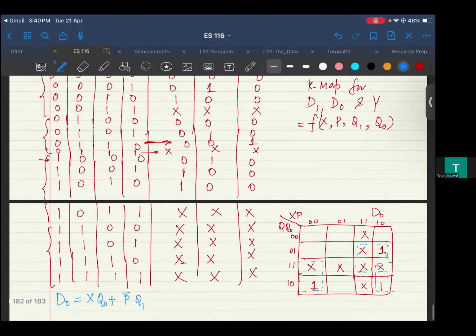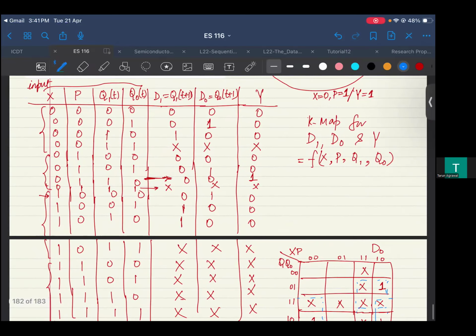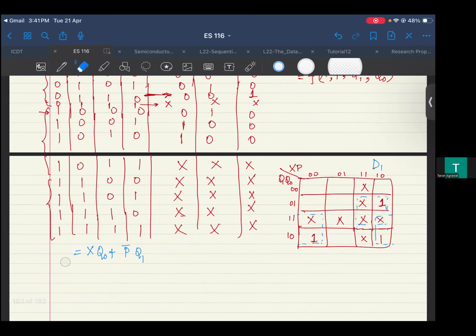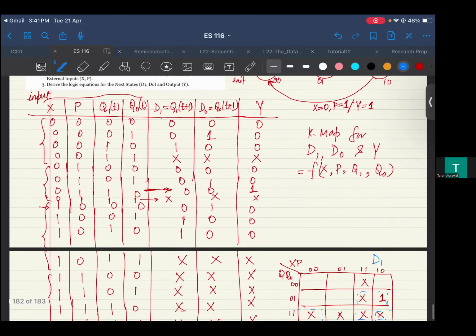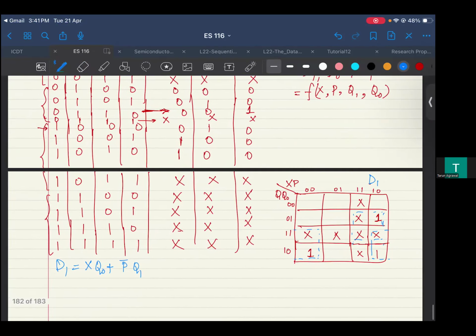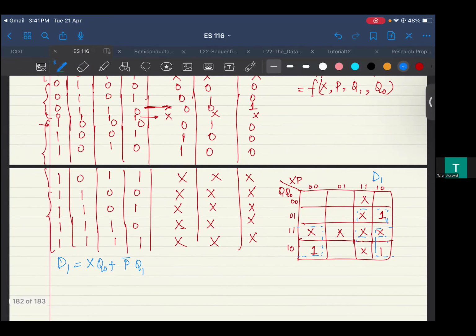Similar to that, you can also make for D, sorry, this is what you made for D1, right? This is for D1. So similar to that, you can make it for D0. Similar to that, you can make for Y, right? That is what one can do. I'll pause and do it here so you don't have to watch me doing it again.